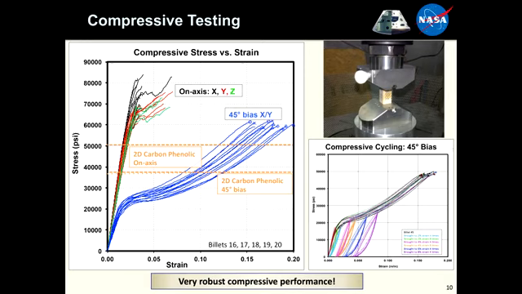For comparison, the 2D carbon phenolic material it replaces had an on-axis strength of about 50,000 pounds per square inch. So we've significantly gone above that.